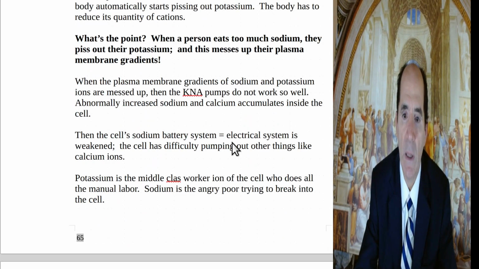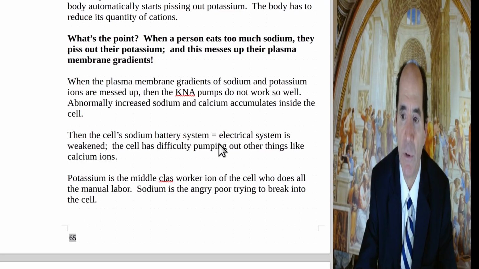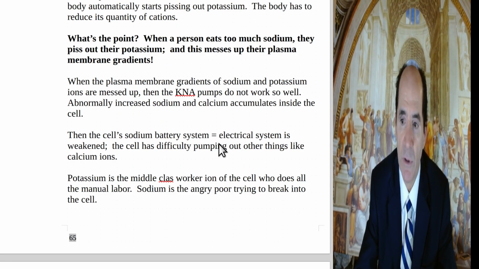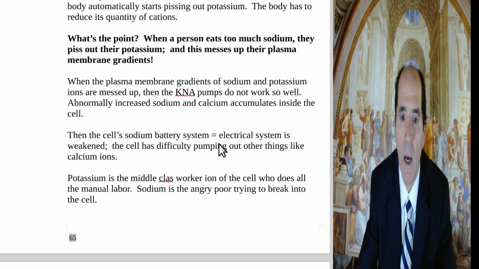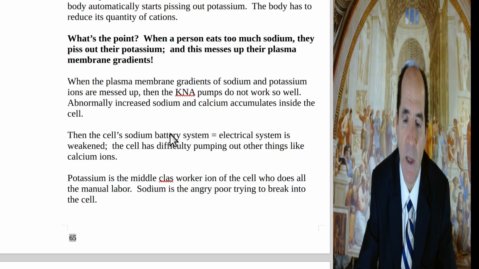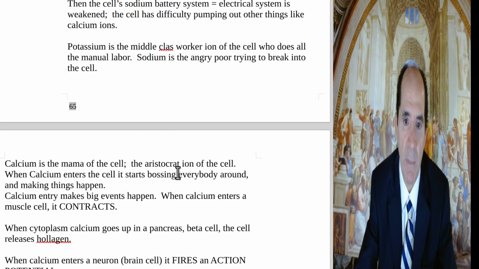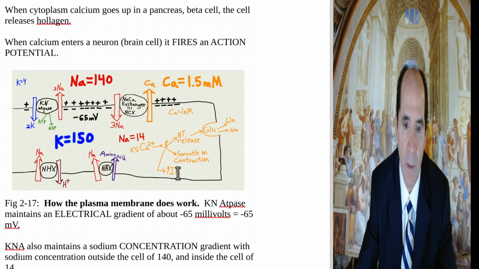Also, when you eat a lot of sodium, the kidney is designed to preserve sodium and to excrete potassium. You'll start excreting more and more potassium. When you're stressed out, you'll excrete potassium, and you'll also excrete magnesium, and those also contribute to causing hypertension.